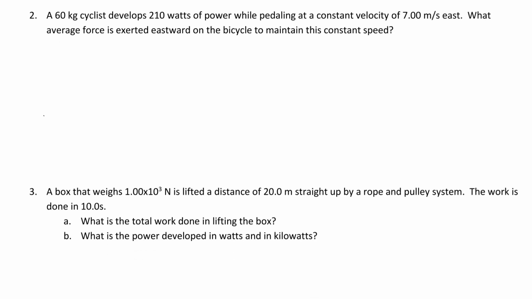Number 2, a 60 kilogram cyclist develops 210 watts of power. If you're on a workout machine, you might see a wattage output. They have it a lot on rowing machines and definitely on the spin machines, the spin cycles. So it says a 60 kilogram cyclist develops 210 watts of power while pedaling at a constant velocity of 7 meters per second east. What is the average force being exerted eastward on the bicycle to maintain this constant speed?